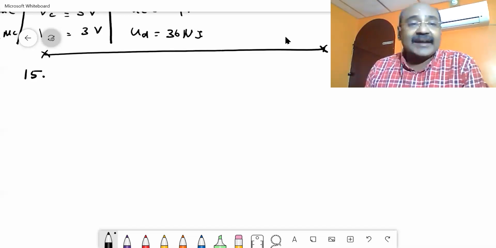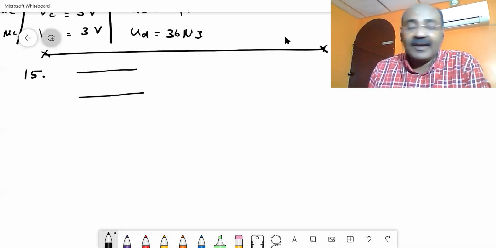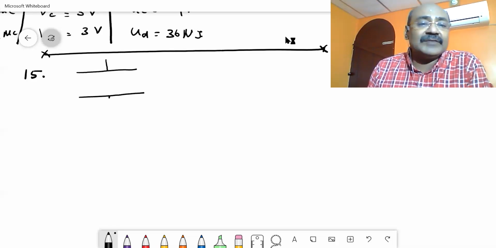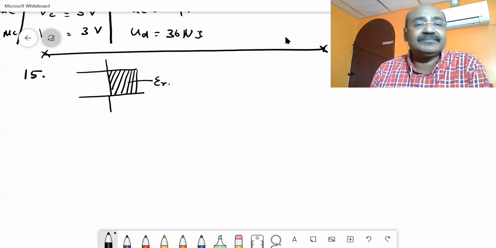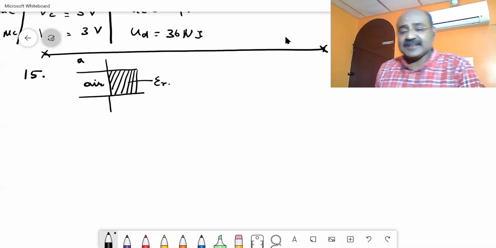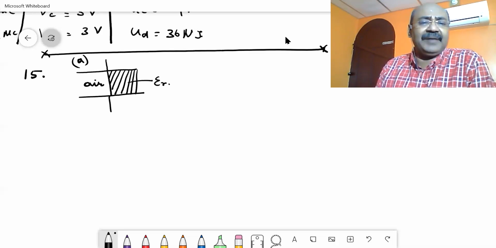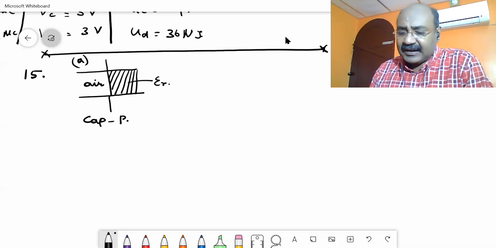So what is the diagram given? The diagram given is a parallel plate capacitor, and in this parallel plate capacitor, one half of it is filled up with a dielectric of dielectric constant epsilon R. And this half is considered to have air medium. This is option A, first subdivision. This they have given as the capacitor P.